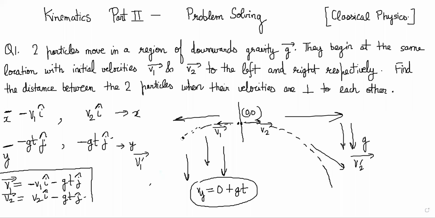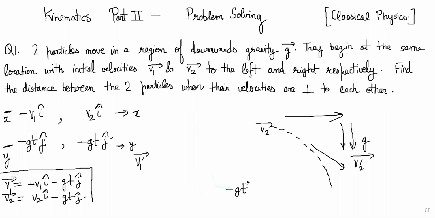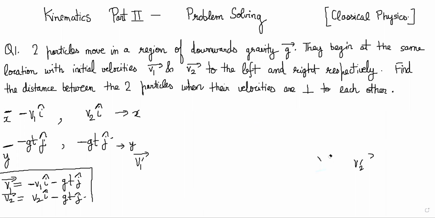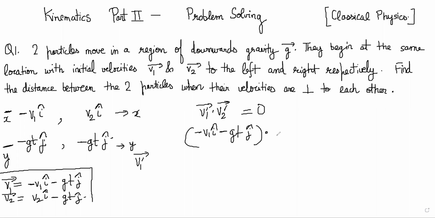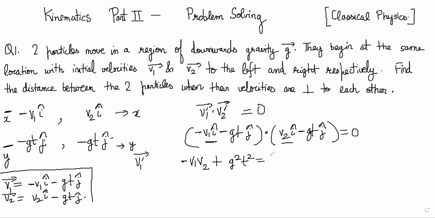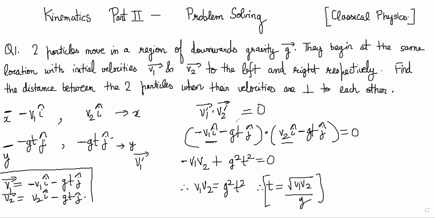And there is an easy way to do that. We know about the dot product of two vectors. If two velocities are perpendicular to each other, then their dot product must be equal to 0. So let's say that v1 dot v2 is equal to 0. That means minus v1 i cap minus gt j cap dot product with v2 i cap minus gt j cap must be equal to 0. Now the dot product will be calculated in this way: minus v1 v2, the i components are multiplied and j components are multiplied, plus g square t square is equal to 0. Therefore we get v1 v2 is equal to g square t square, and therefore time is equal to simply root over v1 v2 by g. So the time when this happens is root over v1 v2 by g.